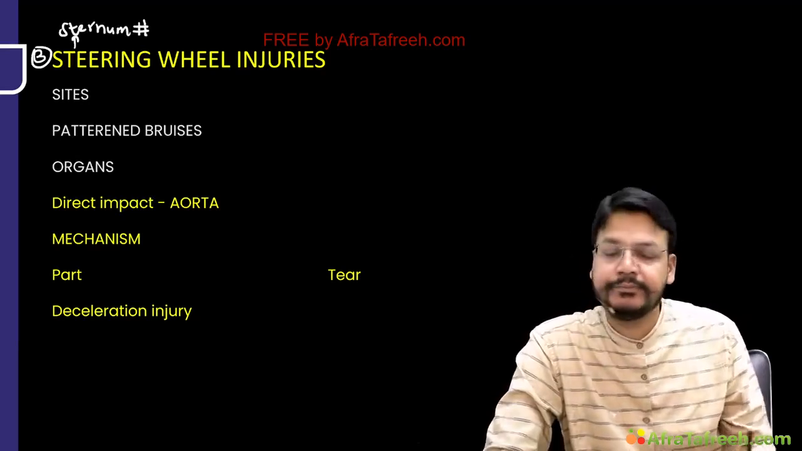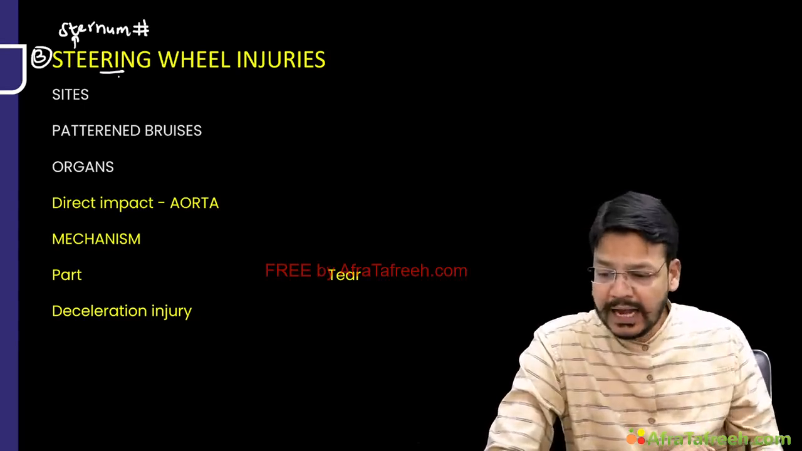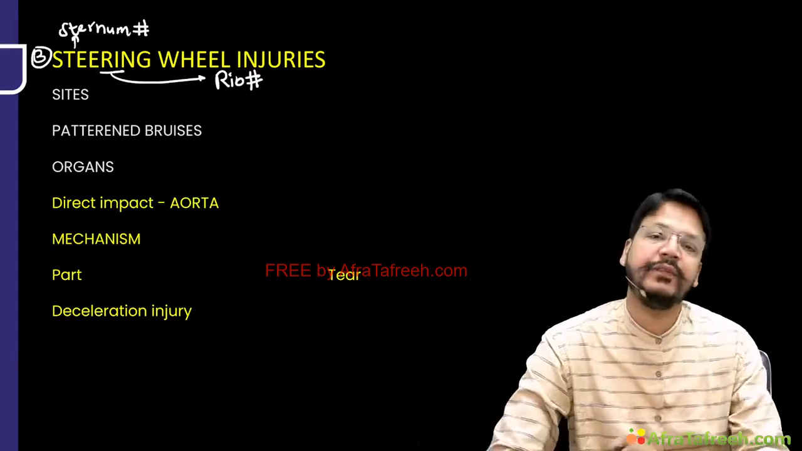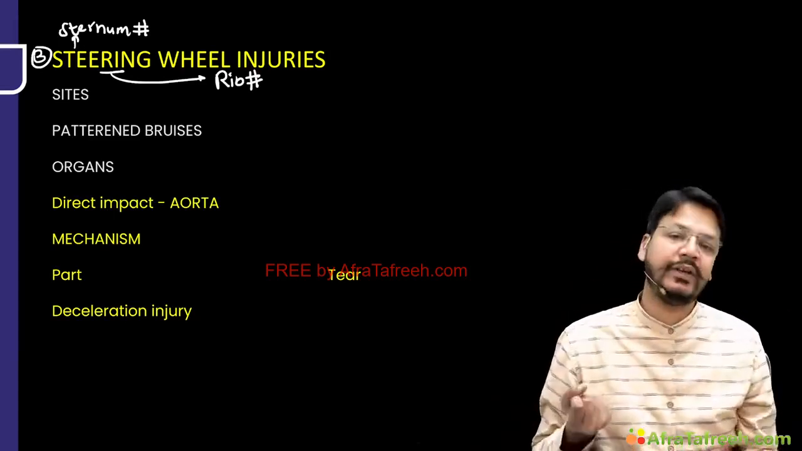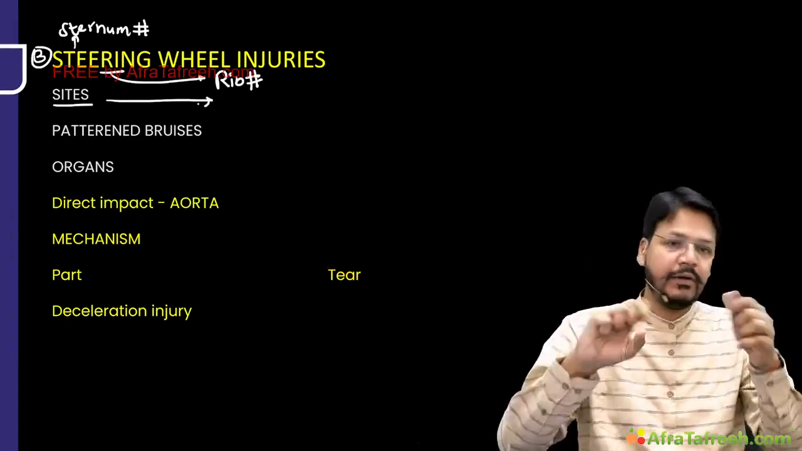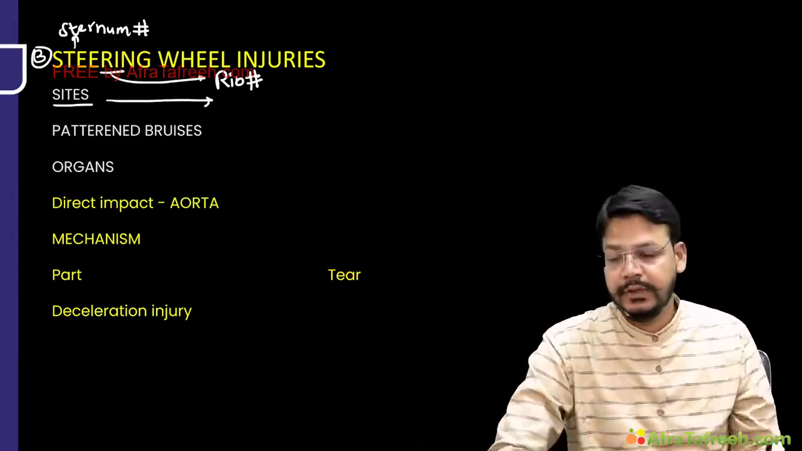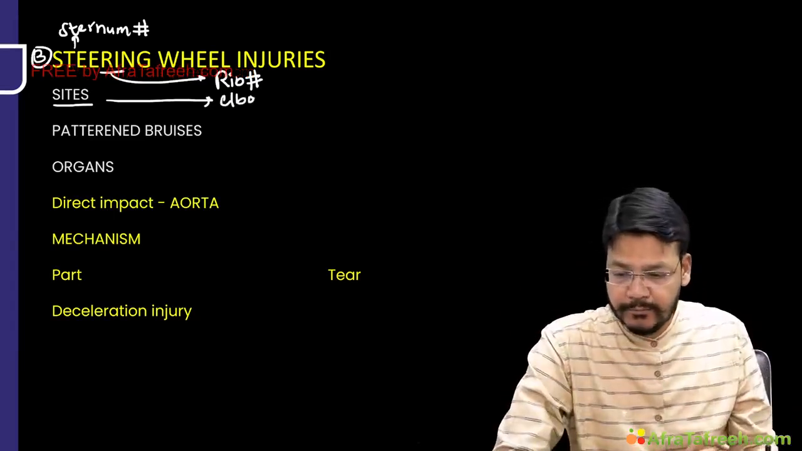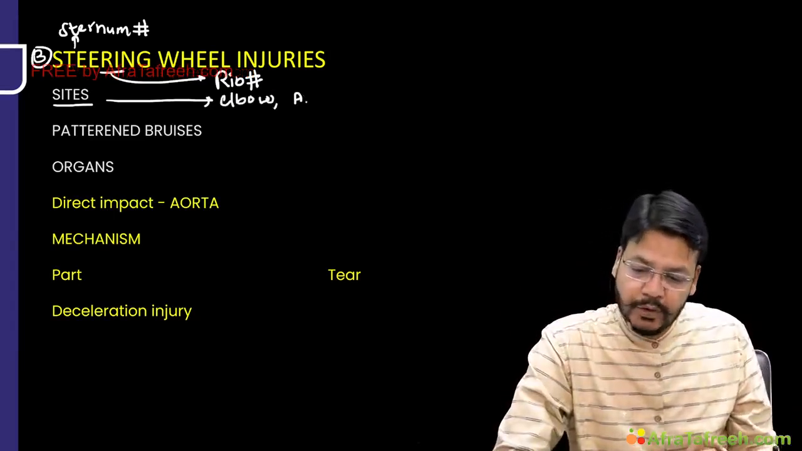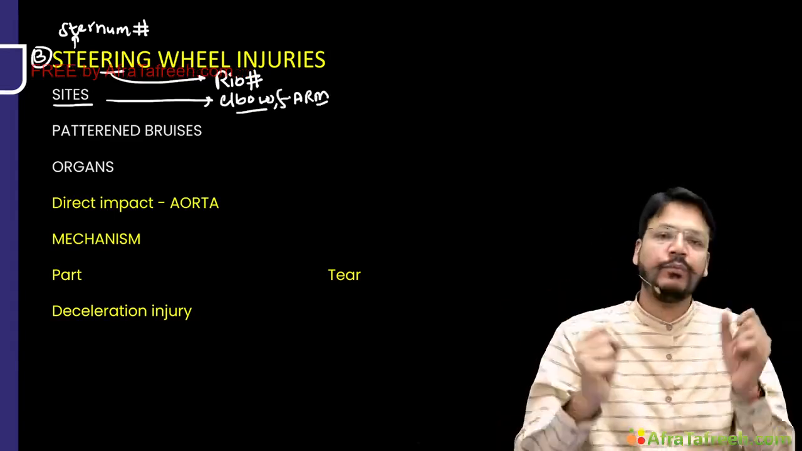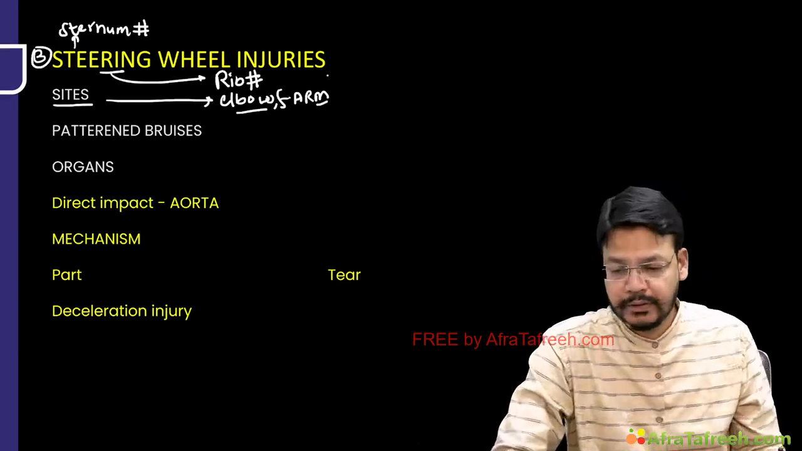Yes, my dear friend. RI, it's a rib fracture. Sternum fracture and rib fracture are very, very common. Very, very important. So what are the other sites? It can be fracture of elbow and your arm bones or forearm bones. Fracture of elbow and forearm bones, that's very common.